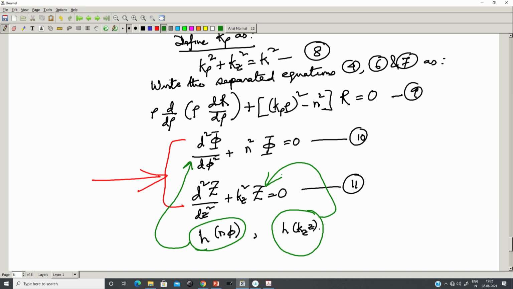The R equation, this equation is Bessel's equation of order n, solutions of which can be denoted by the term B. So, the R equation is Bessel's equation of order n.